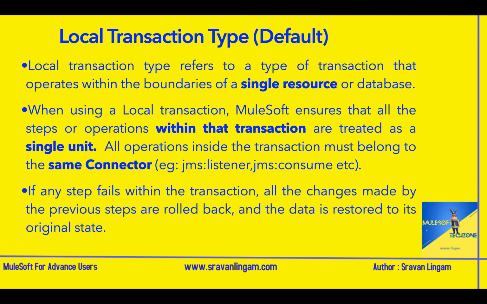And if any step fails within the transaction, all the changes made by the previous steps are rolled back and the data is restored to the original state. As I said before, for example, there are two operations: an insert operation and a delete operation. Suppose you are inserting a new row into a database, and once the insertion is successful, the row from the source table needs to be deleted. For example, something went wrong after inserting the new row into a new table.